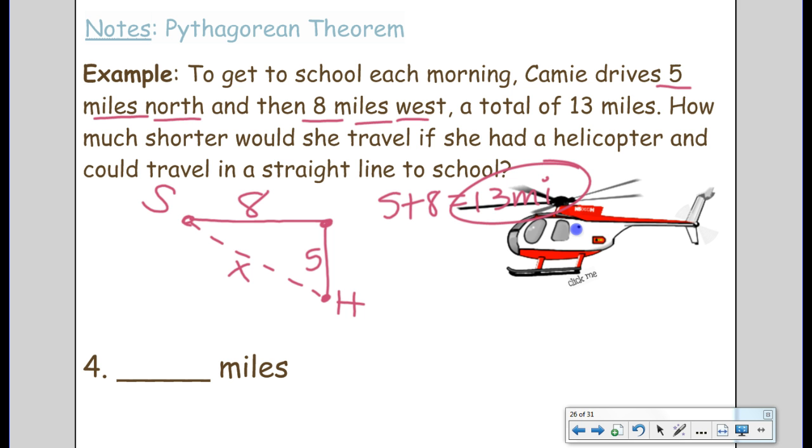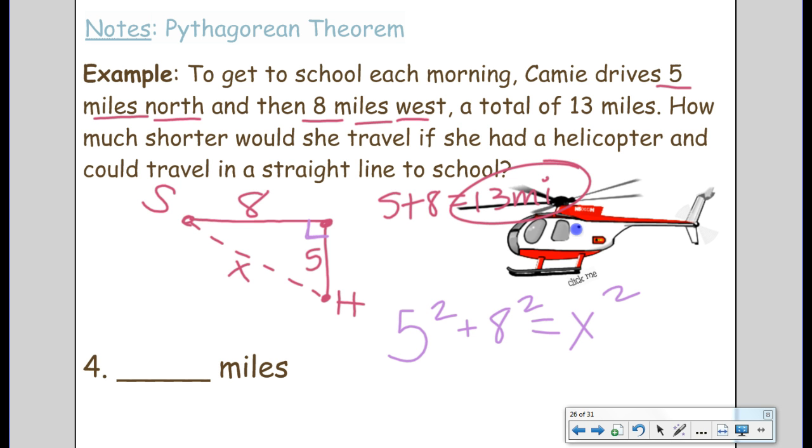Now we're going to find how many miles she travels if she gets her helicopter out. How are we going to do that? Betty, set me up an equation. How are we going to find X? 5 squared plus 8 squared. Beautiful. Pythagorean Theorem, because it's a right triangle. Because if you go north and then you go west, you make a right angle. You already have the answer. Very good.